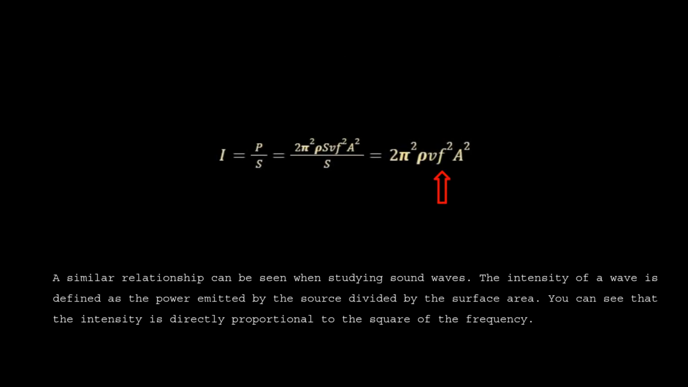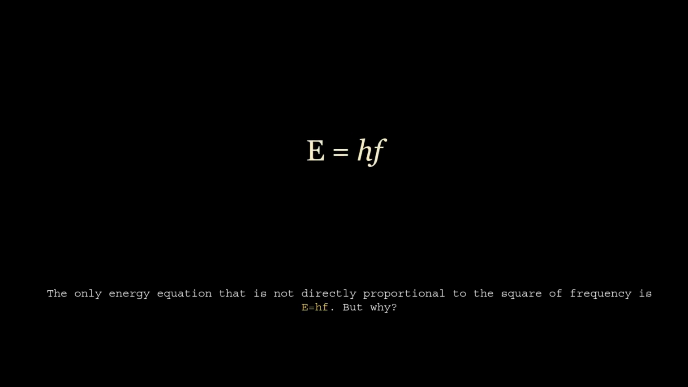A similar relationship can be seen when studying sound waves. The intensity of a wave is defined as the power emitted by the source divided by the surface area. You can see that the intensity is directly proportional to the square of the frequency. The only energy equation that is not directly proportional to the square of frequency is E equals hf. But why?